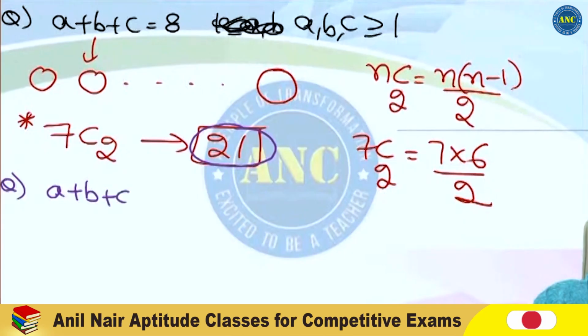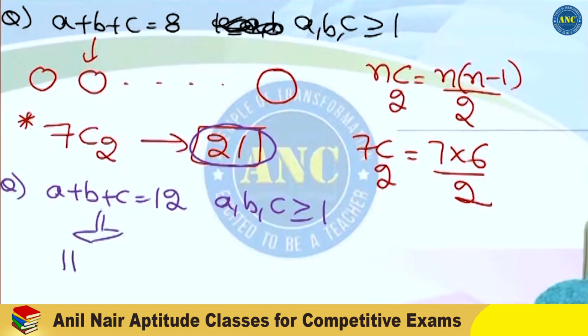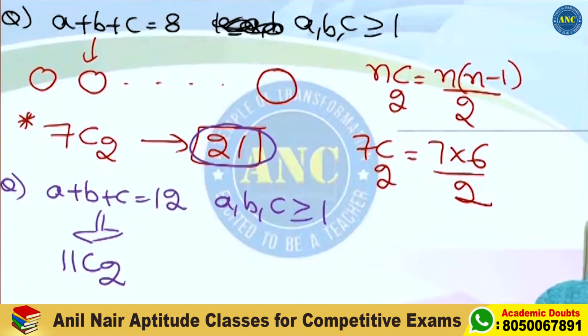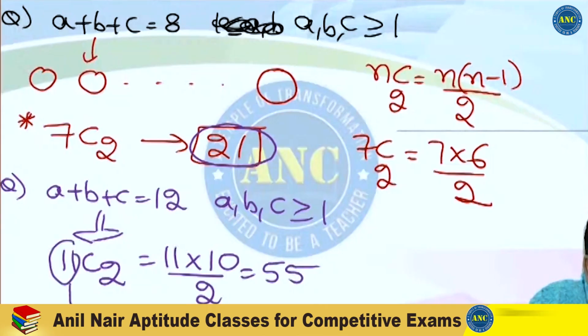A plus B plus C equals 12, with A, B, C greater than or equal to 1. 12 balls are there, so there are 11 gaps. If there are 3 variables, we need 2 cuts. 11C2, which is 11 into 10 by 2, which is 55. 11 is a prime number, so the answer is divisible by 11. I hope it is clear for 3 variables.